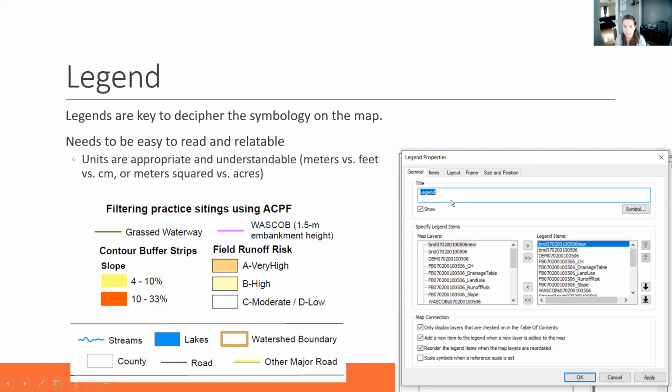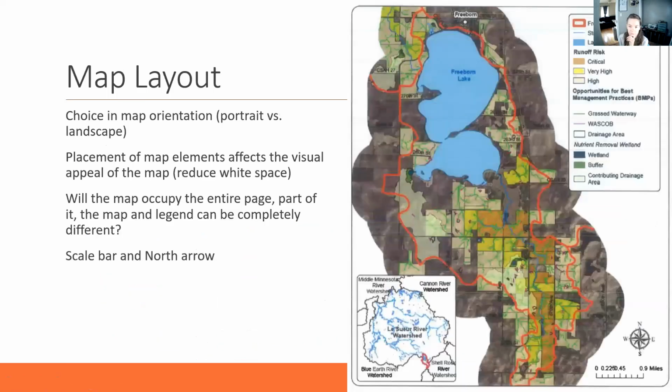Some things within the legend properties that just drive me nuts: I always uncheck 'add a new item to the legend' and 'reorder the legend items' because it can just blow things up. And there's another window in there, I'll show this later, where you can tell it to only include information in the legend that is relevant to that screenshot.